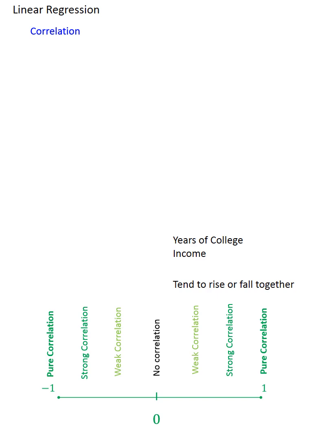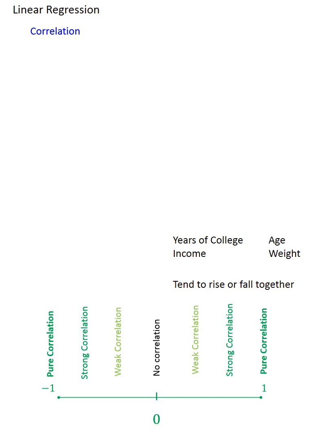we noticed that the variables tended to rise or fall together. In other words, as the number of years of college increased, so too did income, or as the number of years of college decreased, so too did the income. We say in statistics that the variables tend to rise or fall together. As one goes up, the other goes up. As one goes down, the other goes down.